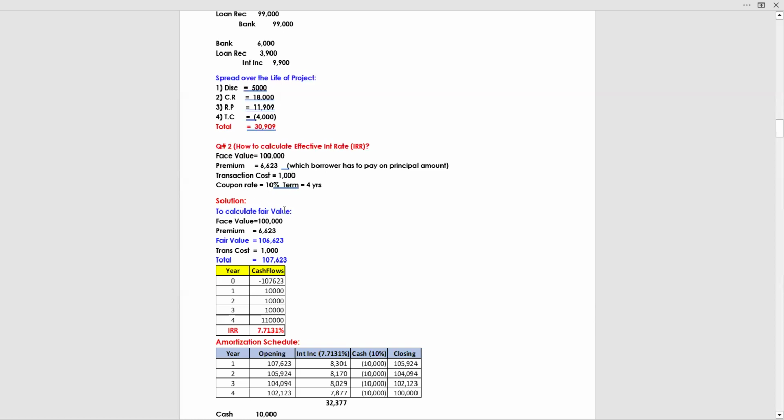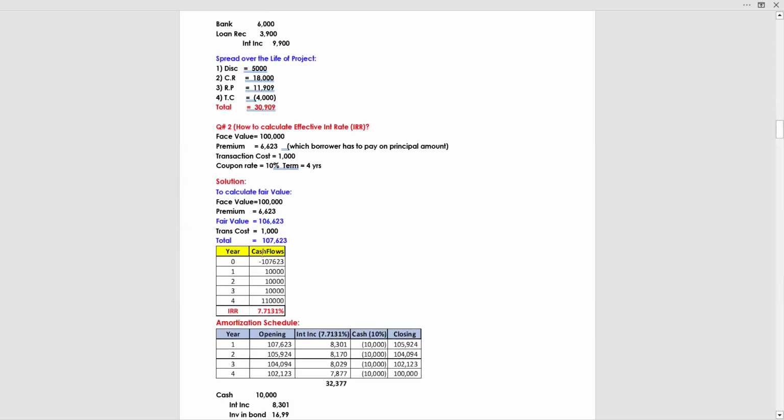Solution: to calculate fair value, face value 1 lakh plus premium 6,623, the total fair value is 106,623. Add transaction cost, which gives you a total amount of 107,623. Now you have to make the cash flows zero. In the zero period you will write the total amount 107,623 in negative form. This is for the IRR.